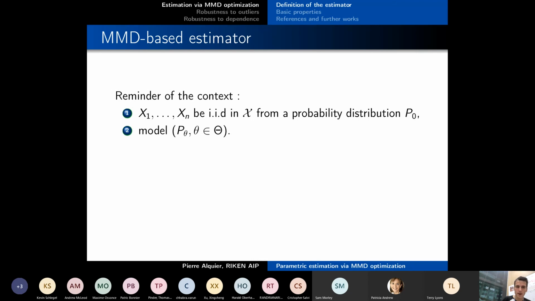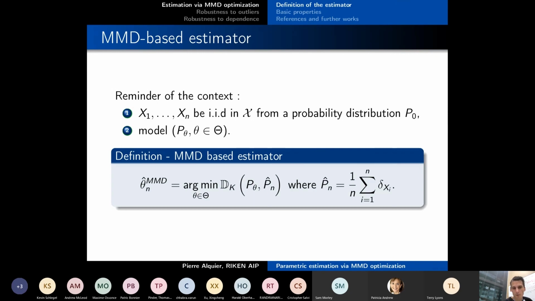So I just remind the context. x1 to xn are i.i.d. from p naught. And I have a model p theta. Of course, I don't want to make the mistakes I made in the introduction. I don't want to assume that p naught belongs to the model p theta. So I define, as usual, P n hat, the empirical distribution, that is 1 over n times the sum of the point masses at each xi. And I define the MMD estimator as the one that minimizes the distance between P n hat and p theta for theta in the model, in the parameter space, sorry.